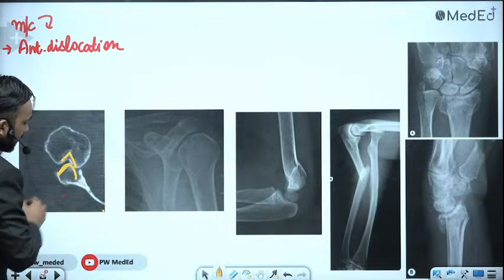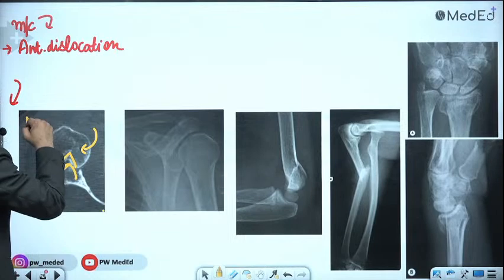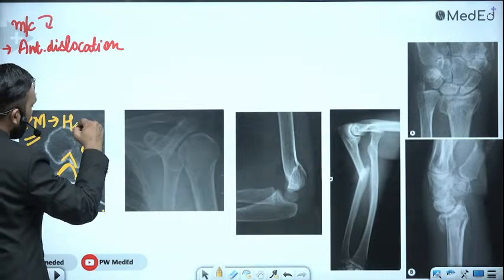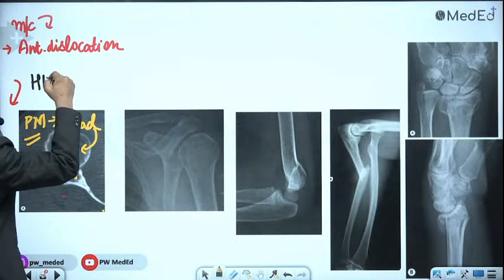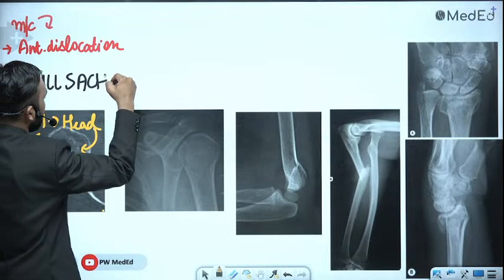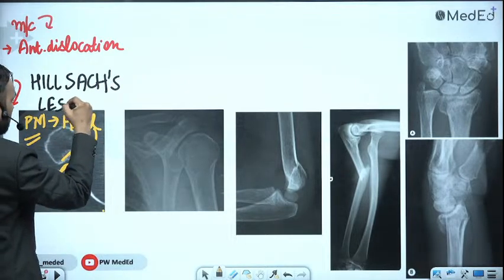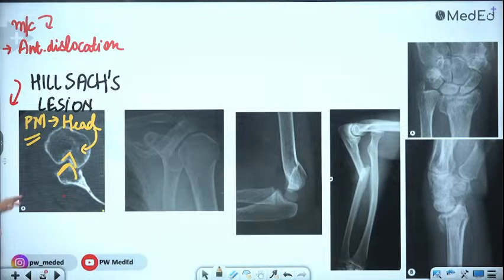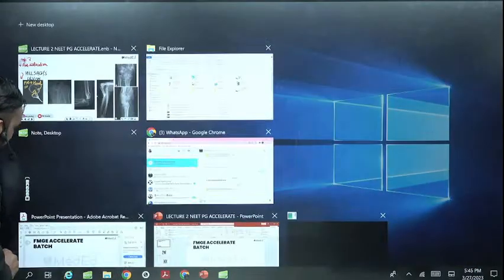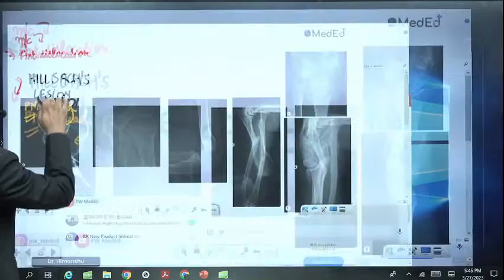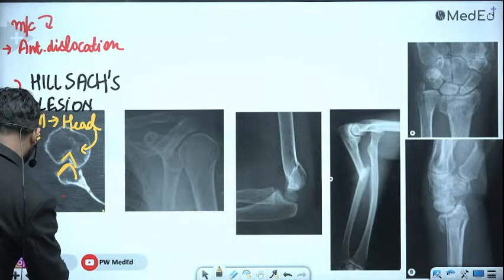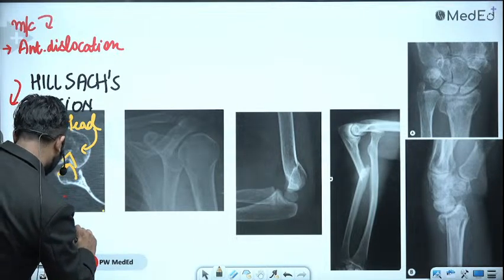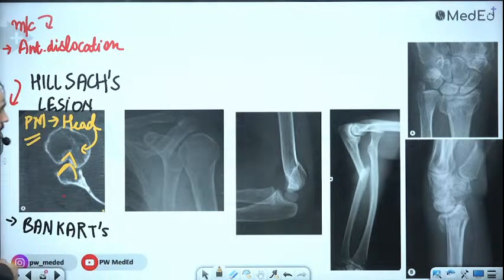Okay, when it gets stuck in the anterior labrum, it creates a defect in the posterior medial aspect of the head of femur. So this defect in the posterior medial aspect of the femur, what is this known as? This is known as Hill-Sachs lesion, right? So just remember this. Hill-Sachs lesion is basically a defect in the posterior medial aspect of the femur, right? And what else it is going to do? It is going to cause injury of the anterior labrum. Injury of the anterior labrum. And the tear in the anterior labrum, that is known as Bankart's lesion. Right?